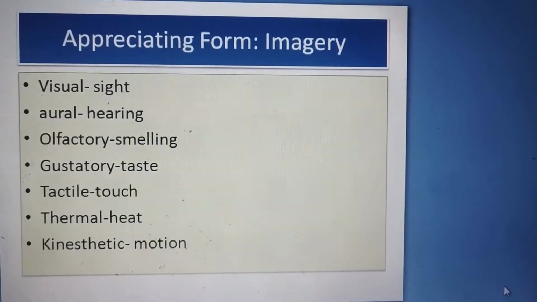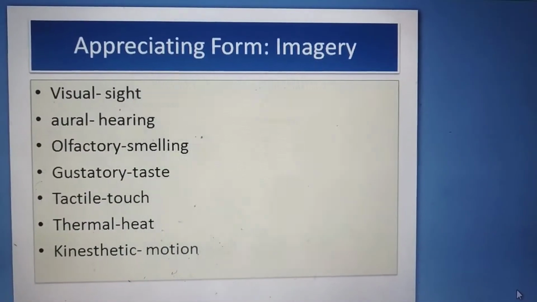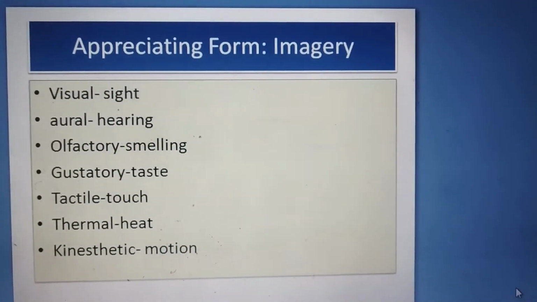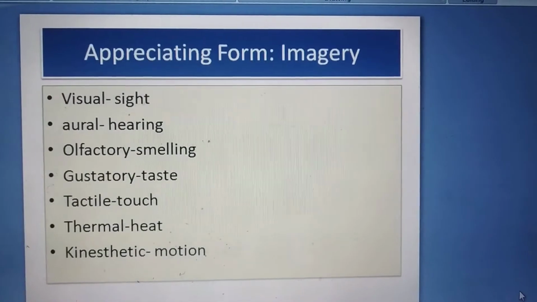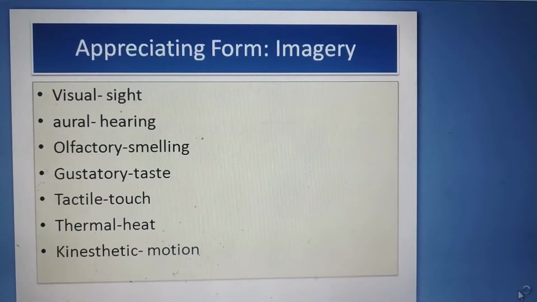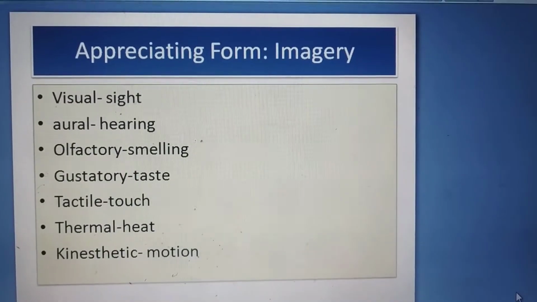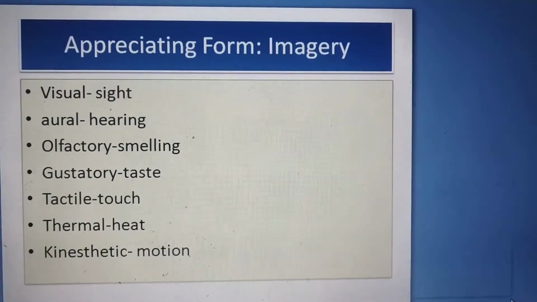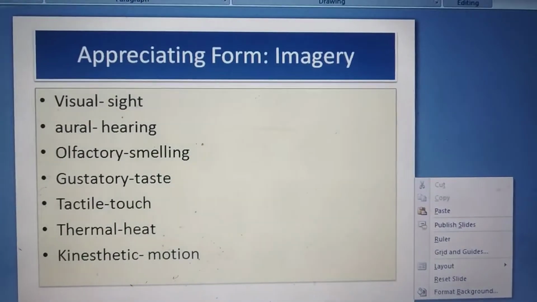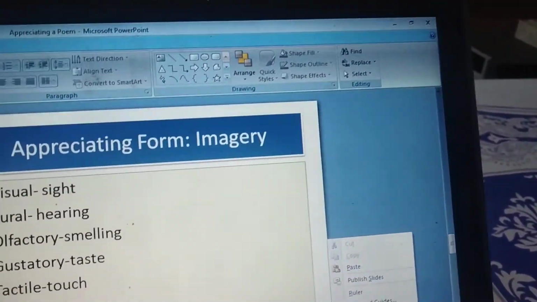Then in appreciating form, we have to look at the imagery that has been used in the poem. The poet generally uses certain images to convey his thoughts or feelings. So we have visual images pertaining to sight, we have oral images pertaining to hearing, we have olfactory images pertaining to smelling, we have gustatory images pertaining to taste, we have tactile images pertaining to touch, we have thermal images pertaining to heat, and we have kinesthetic images pertaining to motion.